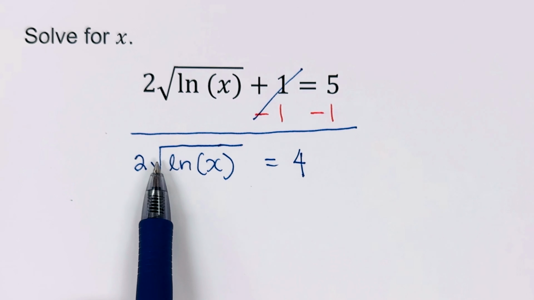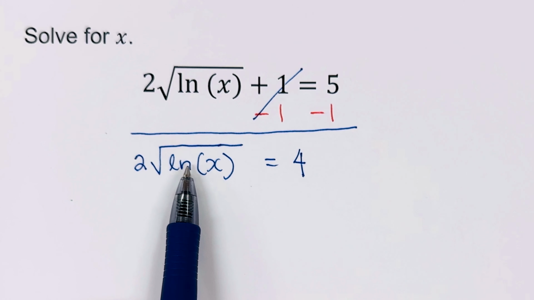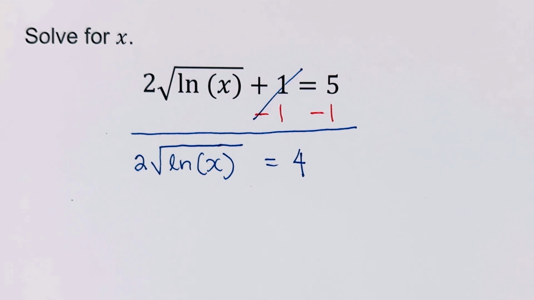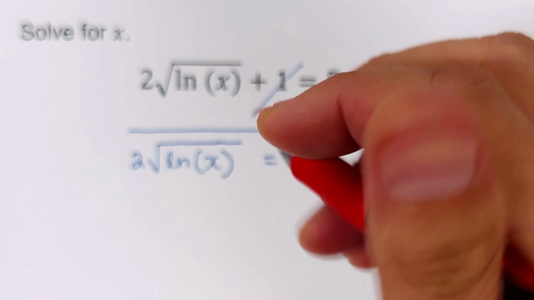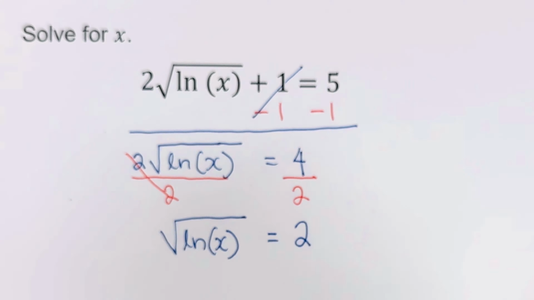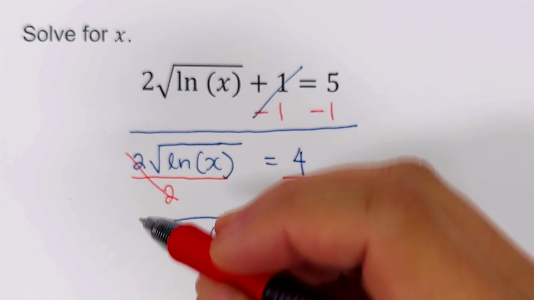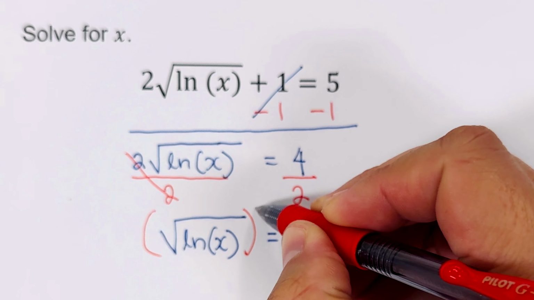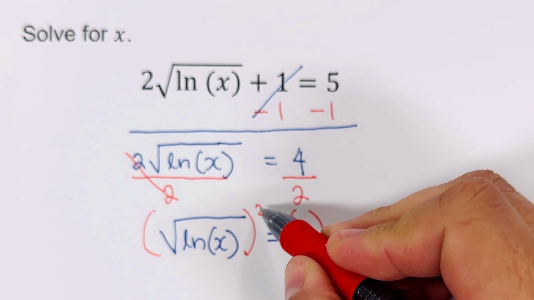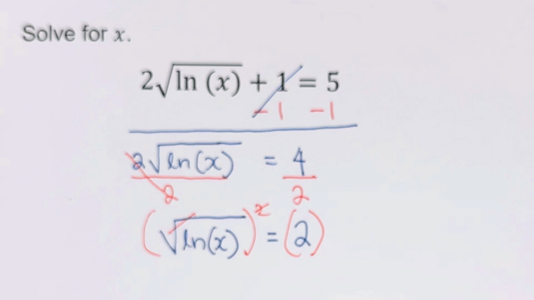Again, we want to isolate the square root of ln of x on the left side. So what we're going to do is divide both sides by 2, so that we're left with this quantity right here. To get rid of the square root here, we're going to square both sides. So if we square both sides here, this squared and square root get crossed out.